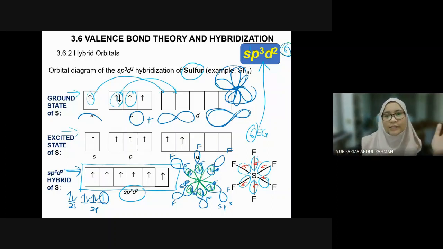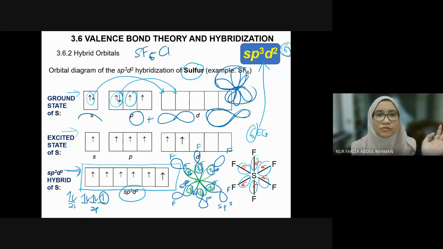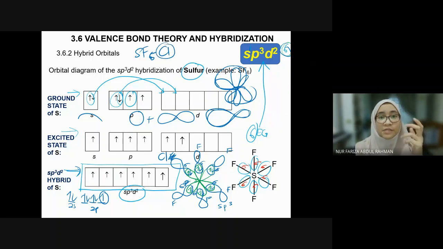So katakanlah you ada SF6, SF5 dengan Cl, tiba-tiba dia ada satu Cl. So one of the F is now being replaced with Cl. So maksudnya you just need to label satu daripada fluorine tu with Cl. Macam tu. Okay, so sebab dia still attached to the same central. Dia attached kepada same central.